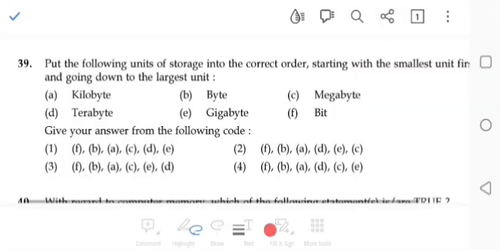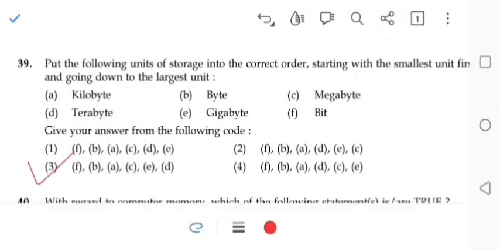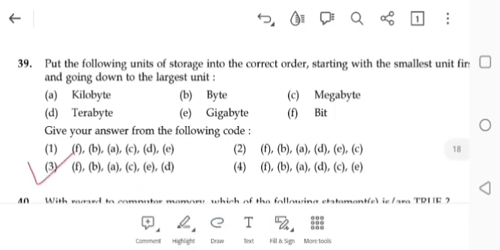F will come first. Bit is the very smallest unit of data or storage calculation. Then B, byte. Then A, kilobyte. Then C, megabyte. Then gigabyte, and then terabyte. So terabyte is the biggest unit for data calculation.